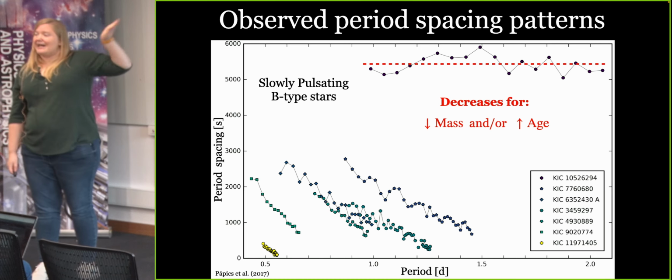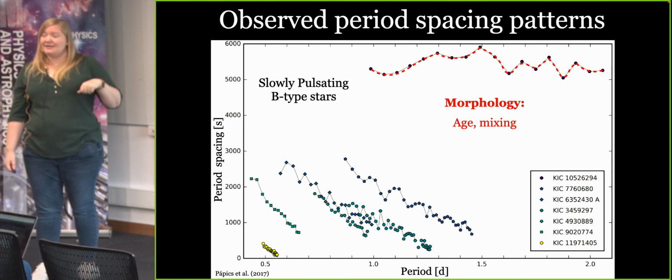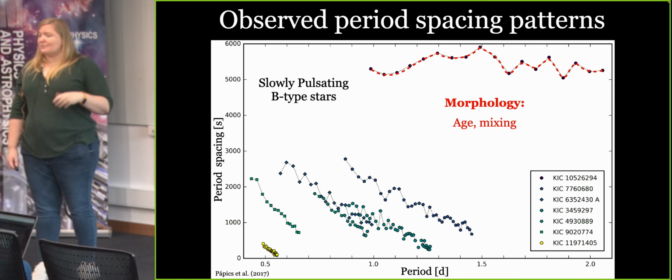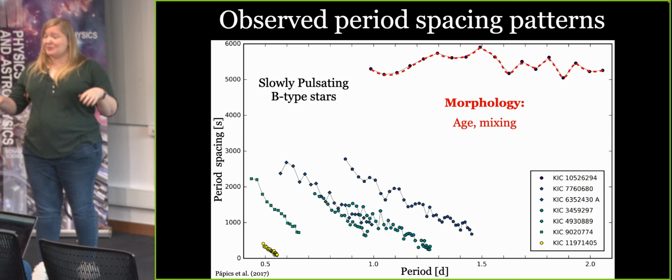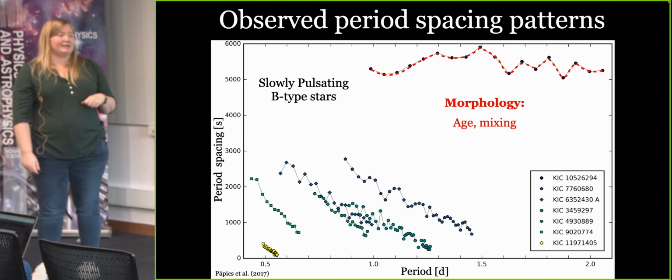The average value is related to the mass and the age of the star, whereas the overall morphology of the pattern is related to both the age and the mixing properties of the stars. So by modeling these patterns, these are the properties we can learn about the stars themselves and try to calibrate our models.